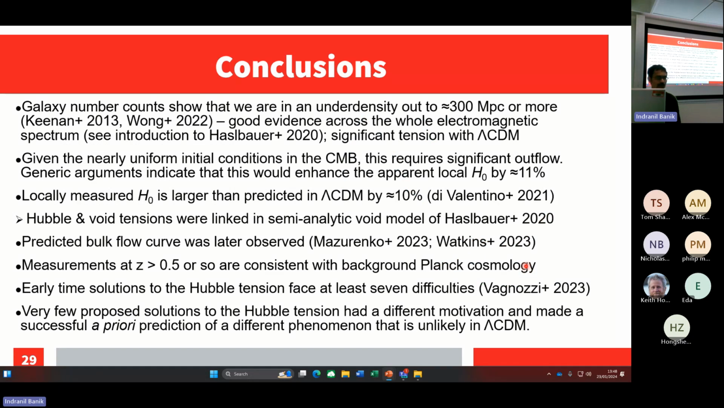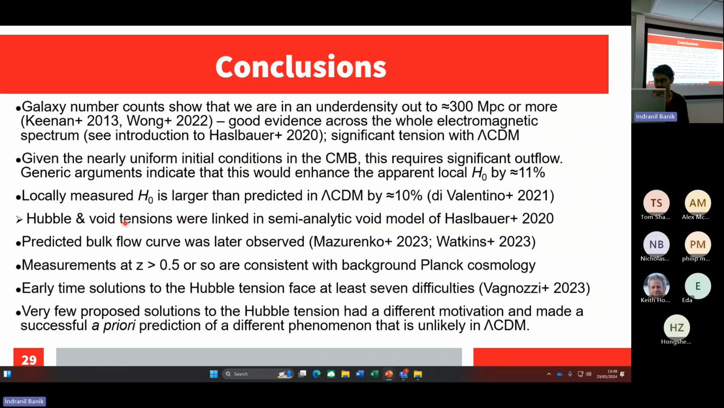I'll just briefly summarize the conclusions, which is that galaxy number counts show that we are in an underdensity out to about 300 megaparsec or more, and there's evidence across the whole electromagnetic spectrum about this, causing significant tension with ΛCDM. This requires significant outflow given the initial conditions were more or less homogeneous. We argued in this paper, with some quick back of the envelope calculations, that the local Hubble constant would be about 11% higher than the actual value because of this. But that will depend a bit on the model. The thing is, that's kind of what we observe, with the locally measured H0 being larger than predicted.